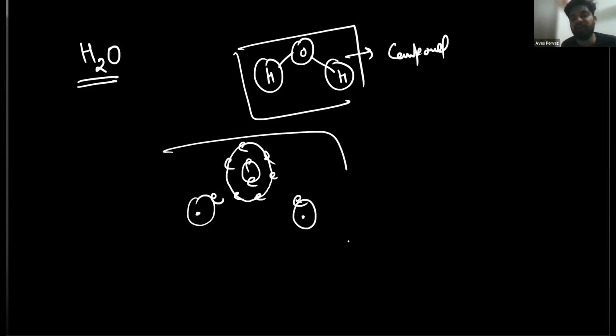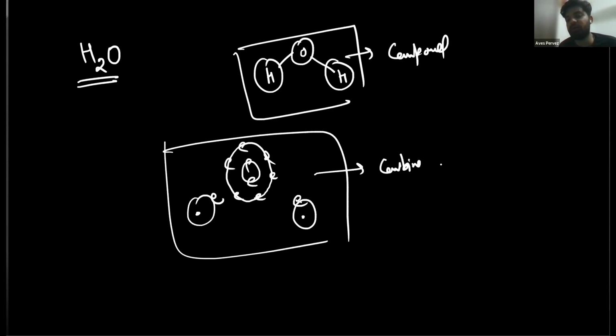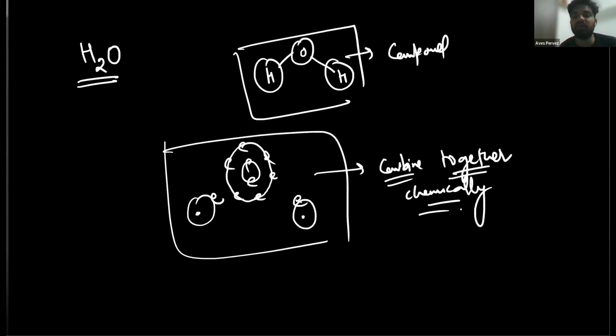When these 3 atoms combine together chemically, chemically means they are bonded together with the electrons. Okay, so this is called chemically combined. When they combine together chemically, they form a compound. So when 2 or more different atoms chemically combine together, they form a compound. Got it? And still, what are pure substances?